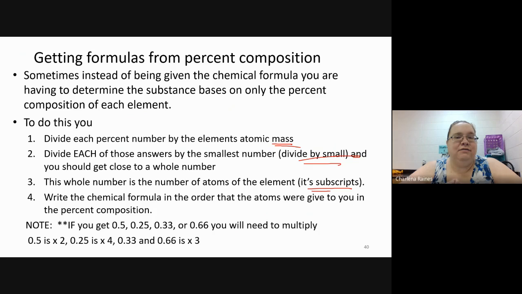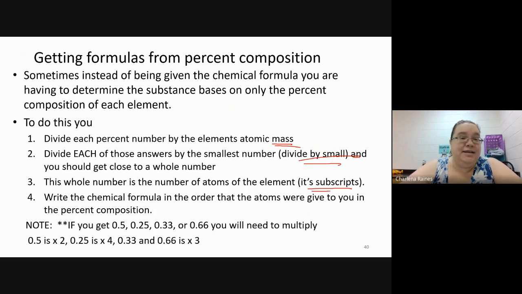Divide by mass, divide by small. Those whole numbers become your subscripts. Now, the thing you do want to know is that when you're writing your chemical formula, write the elements in the order that we give you the percent. So we actually give you the elements in order of how they appear in the chemical formula, which makes your life a little bit easier.